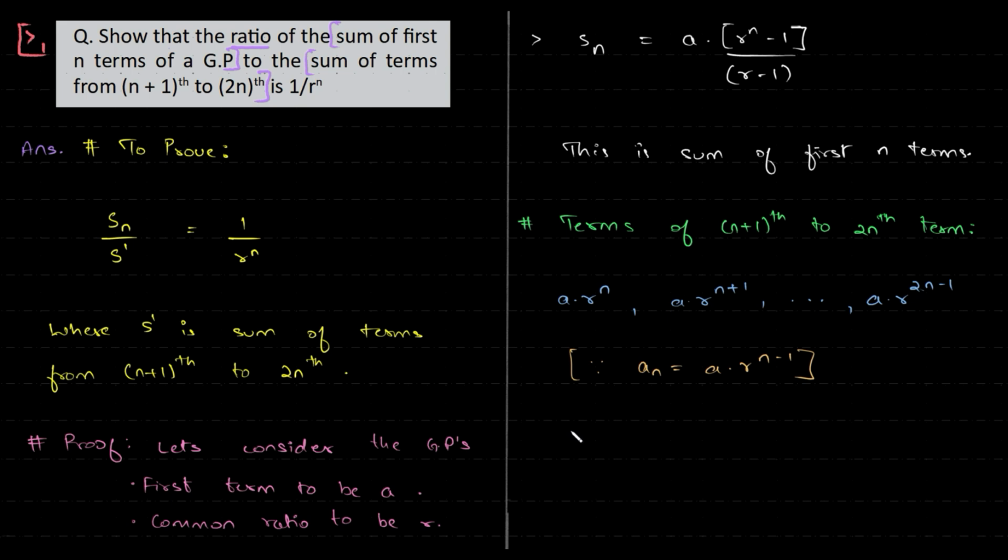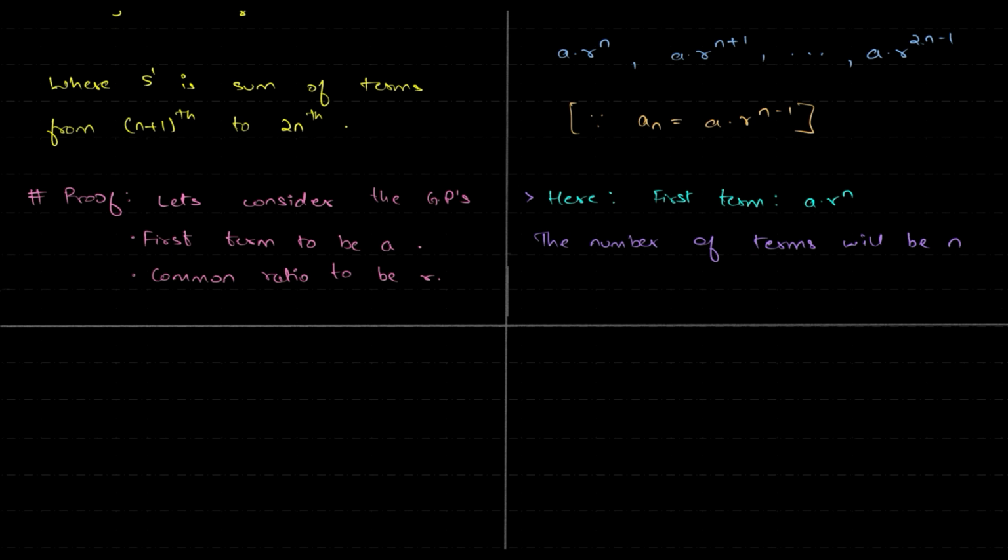So with all of this in mind, we have the first term to be a into r to the power of n. Then the common ratio is r itself because it's the same GP. The number of terms is where you might get confused. So let me change the color. The number of terms will be n. I'll give the explanation over here just for your understanding. This is not required for your exam.